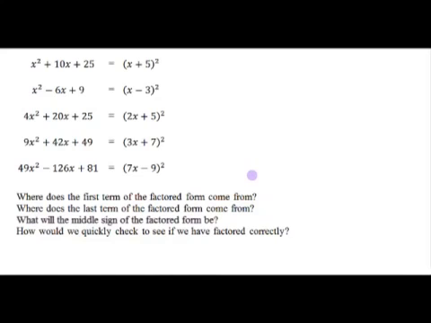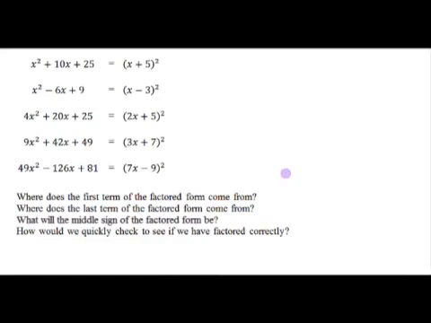And what will the middle sign of the factored form be? It's going to be the same sign as the middle. So if this is a positive, it'll be positive. If this is a negative, this is going to be negative. See? Positive, positive, positive, positive, negative, negative.